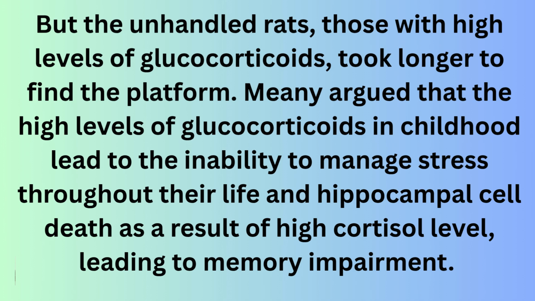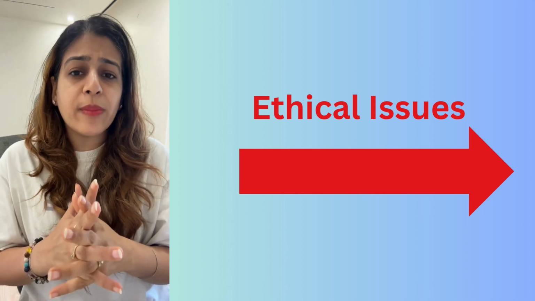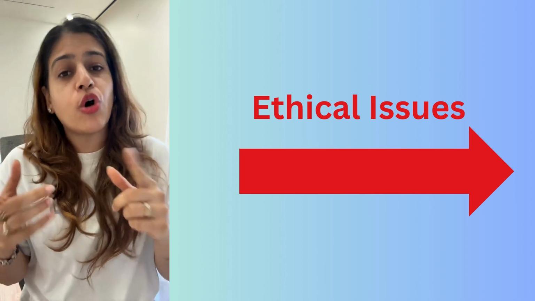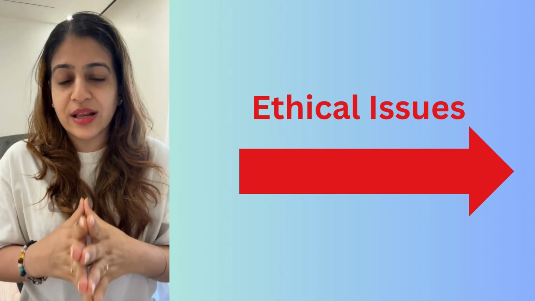Meaney argued that the high levels of glucocorticoids in childhood lead to the inability to manage stress throughout their life and hippocampal cell death as a result of high cortisol level, leading to memory impairment. Here we are done with the second study. As per the requirement of the question, now we need to discuss the ethical issues of this study. So let's do the next paragraph where you will write the ethical issues.